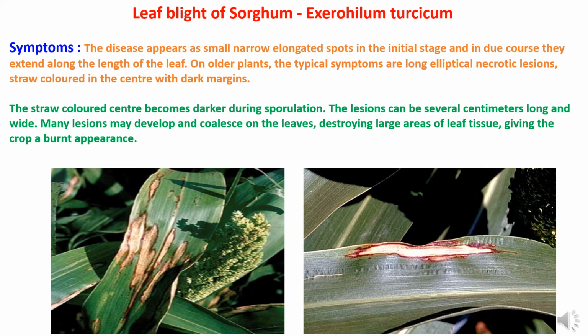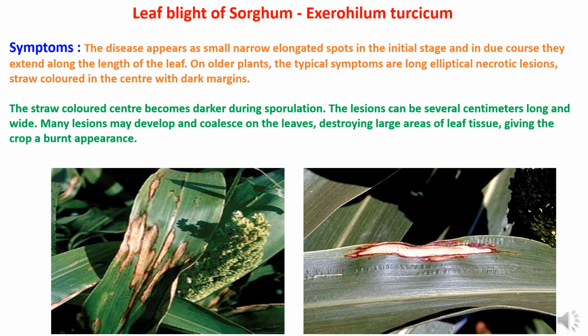Leaf blight of sorghum crop, which is caused by the fungus Exserohilum turcicum. And the symptoms: the pathogen also causes seed rot and seedling blight of sorghum. The disease appears as small, narrow, elongated spots in the initial stage, and in due course they extend along the length of the leaf.